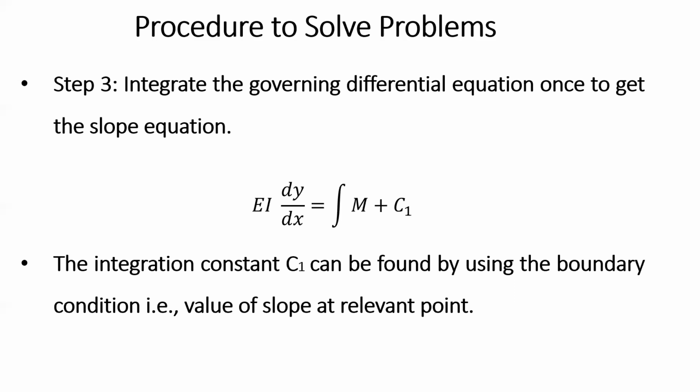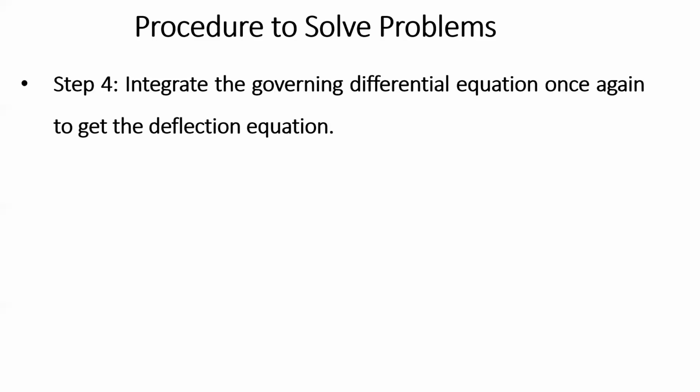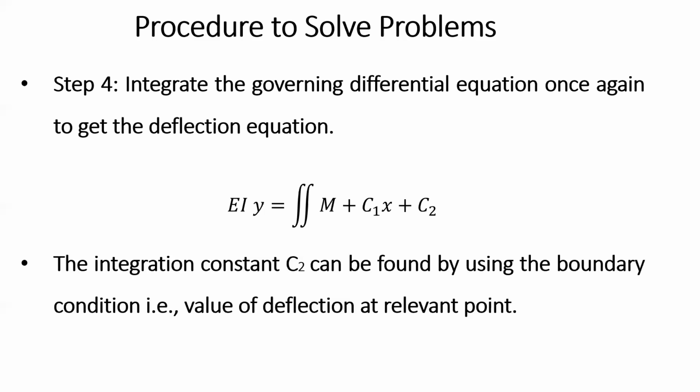After substituting the value of C1, in step number 4, I'm going to integrate that governing differential equation once again. That means the second time to get our deflection equation. So you can see here, EI into y will be equal to the double integration of bending moment plus the integral of constant C1 into x plus the second integration constant C2. Similar to C1, the integration constant C2 can also be found by using a boundary condition. The only difference here, we are going to find out the deflection value at the relevant point of the beam.